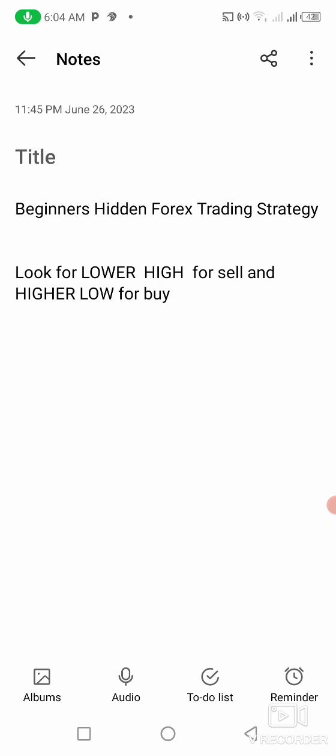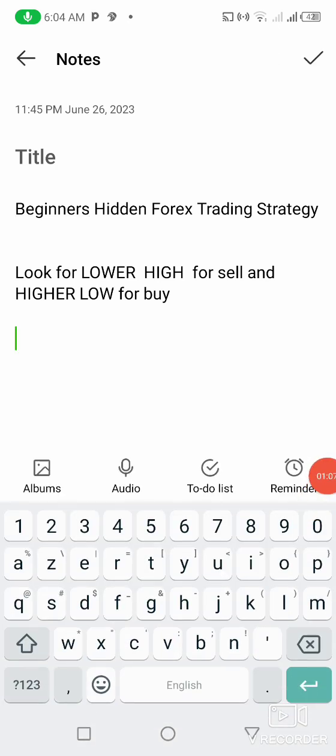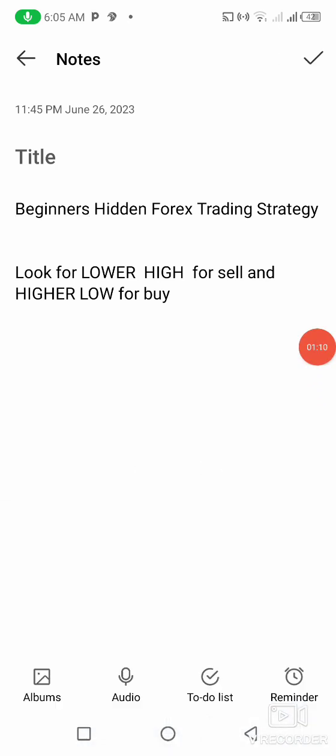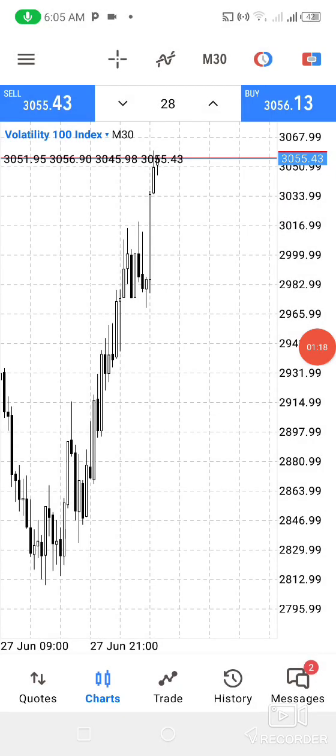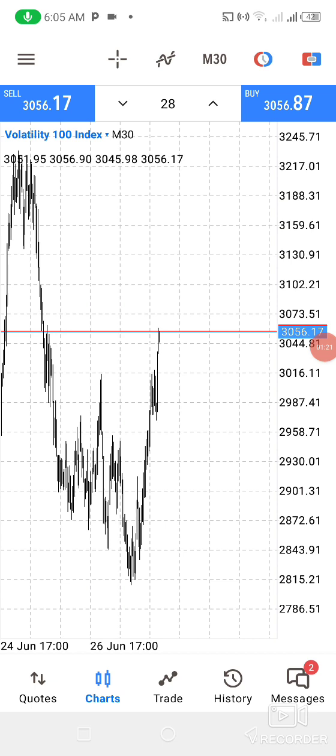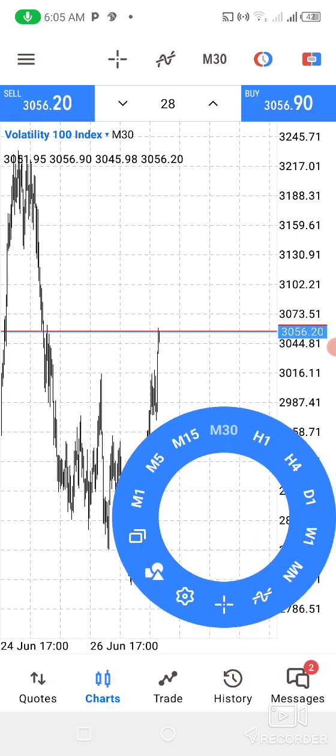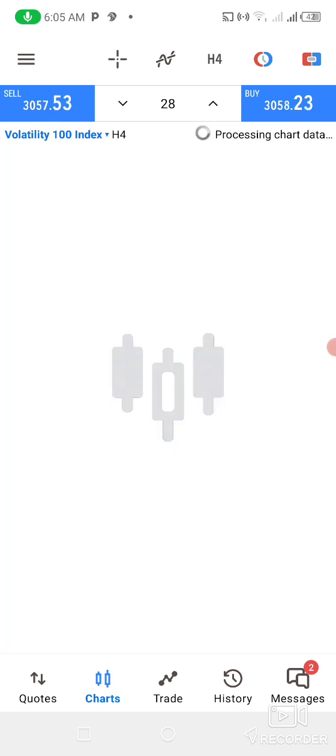What is the meaning of swing point? How does it help you to make profits? I'm going to take you to the charts to show you what swing points are. Okay, this is the Volatility 100 Index. Let's be on a higher time frame so that we get the best result. So let's be on the H4.